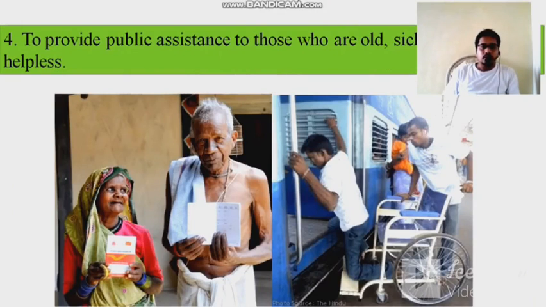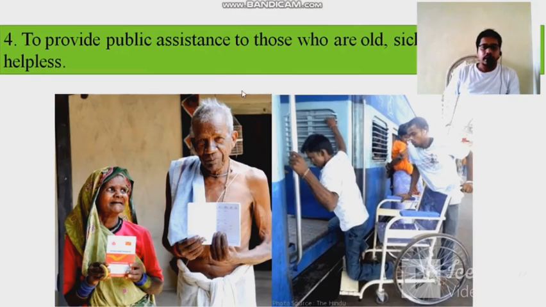Next one, to provide public assistance to those who are old, sick, weak or helpless. The state government and central government must provide public assistance to old people or those who are sick, weak or helpless. That's why there are so many schemes under this. Widow pension plan, pension for senior citizens, pension for the handicapped, isn't it? So these pension plans are provided under this principle. They are providing assistance, meaning help, to old people, sick people, or the weak or helpless.